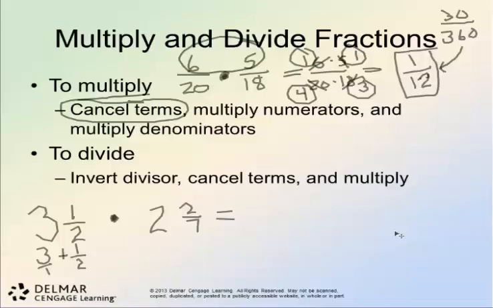So 3 is 3 over 1. To add those, we need to get a common denominator, so we multiply by 2 over 2. So we have 6 plus 1 is 7 over the common denominator of 2, 7/2. Now, a long time ago, you guys learned the shortcut.